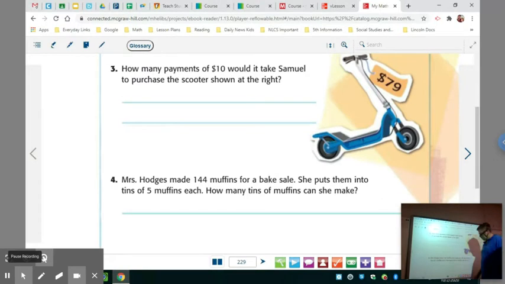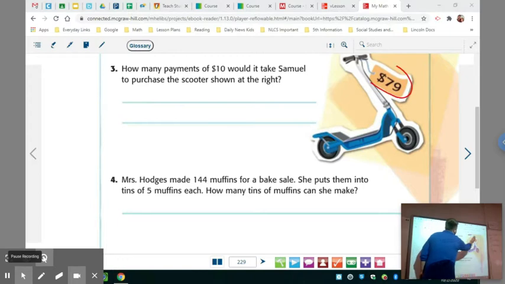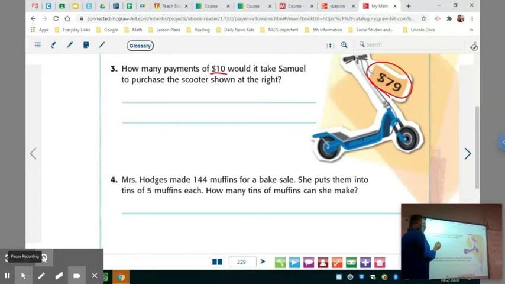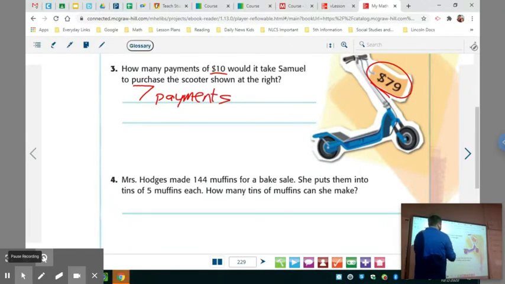How many payments of $10 would it take Samuel to purchase a scooter? These are way too easy problems. You can do this one in your head, actually, but go ahead. Laura says 7, because $79 is our scooter, $10 payments. 7 payments, with $9 left over. And then you got to make a payment of $9.